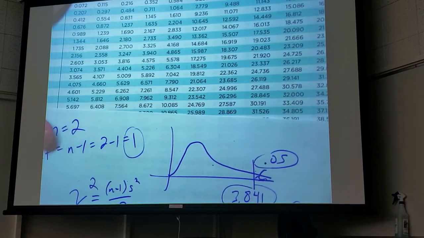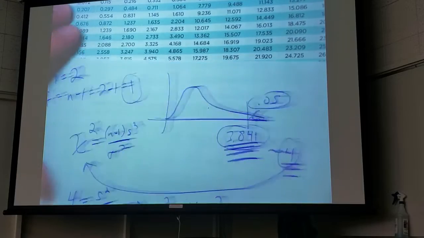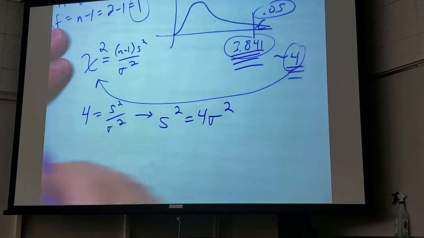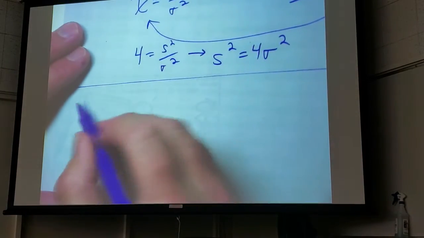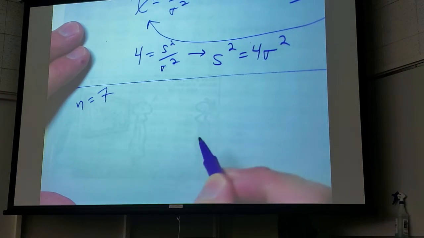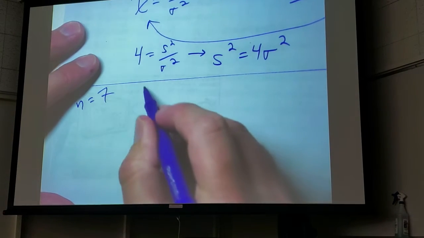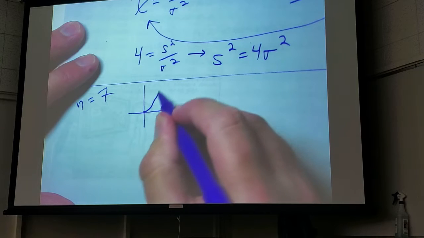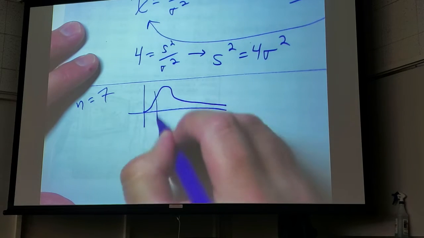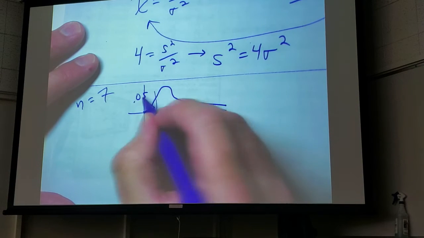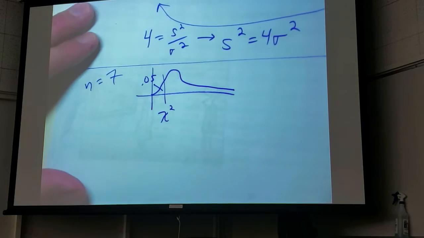Okay. All right. So, what if I wanted, let's try another one. What if I had n equal to 7, and I needed to find 0.05 there. I want the chi-square score for that.